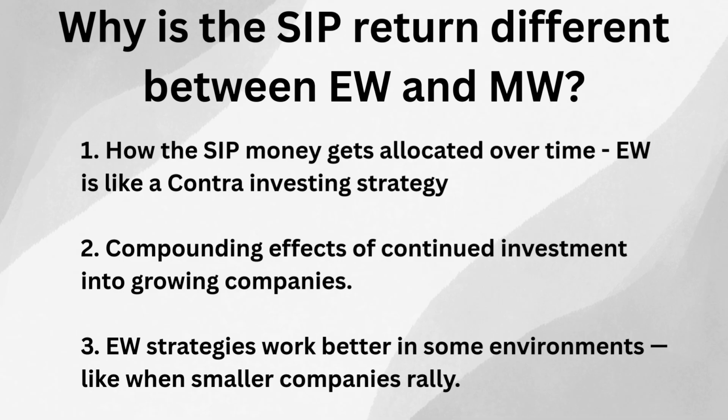But why did SIP in equal weight return more than the market weighted? One, equal weight index is almost like a contra investing strategy, investing even in stocks which are not doing well right now in equal proportion. Two, compounding effects: since you invested in poorly performing stocks, collecting more at cheaper prices, when they start doing well, you have enough investments in them to make a significant impact to the returns. Three, equal weighted stocks seem to perform better when the mid and small caps are doing well.